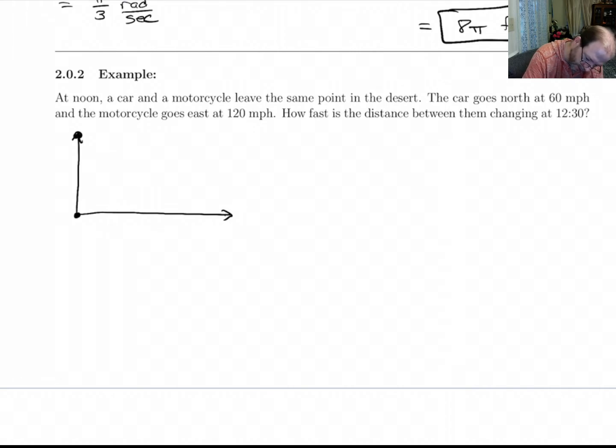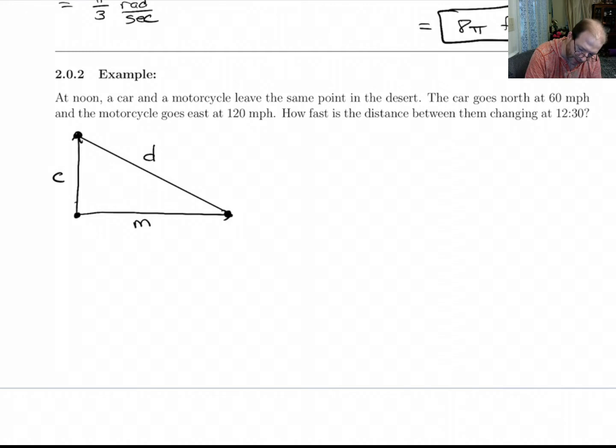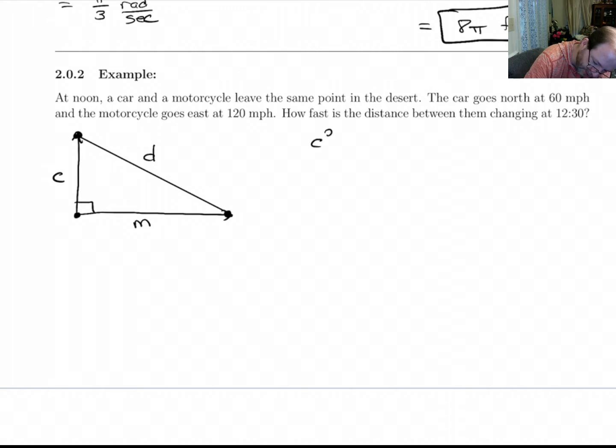So the distance between them is going to be defined by the Pythagorean theorem, this right here. I'm going to call this D, M, and C. I'm using that because that way we've got C for car's distance, M for the motorcycle's distance, and D for the distance in between. Now, of course, we know this is related by C squared plus M squared equals D squared. So how fast is the distance changing between them?